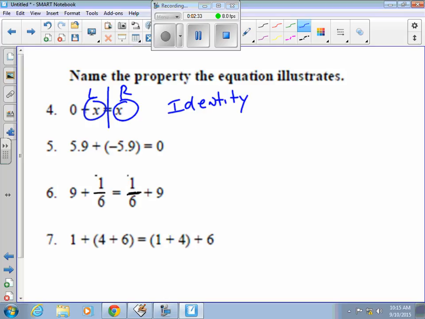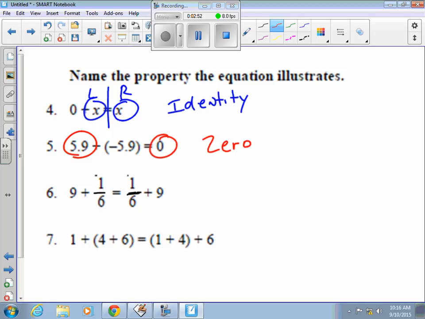The other one, 5.9 plus -5.9 is equal to 0. You started out with 5.9 on one side of the equal sign. It becomes 0. Its identity is absolutely changed. It is the property of 0. So those two are the ones that go together.